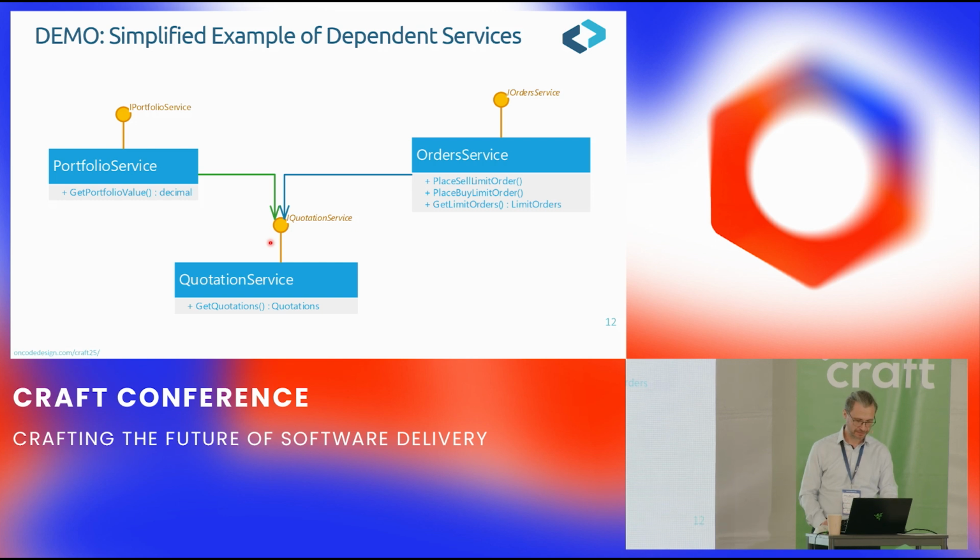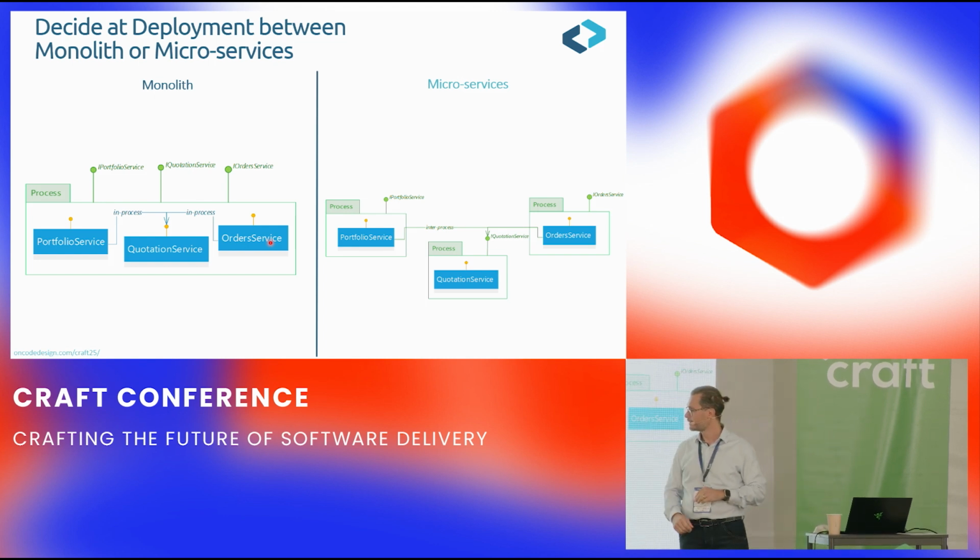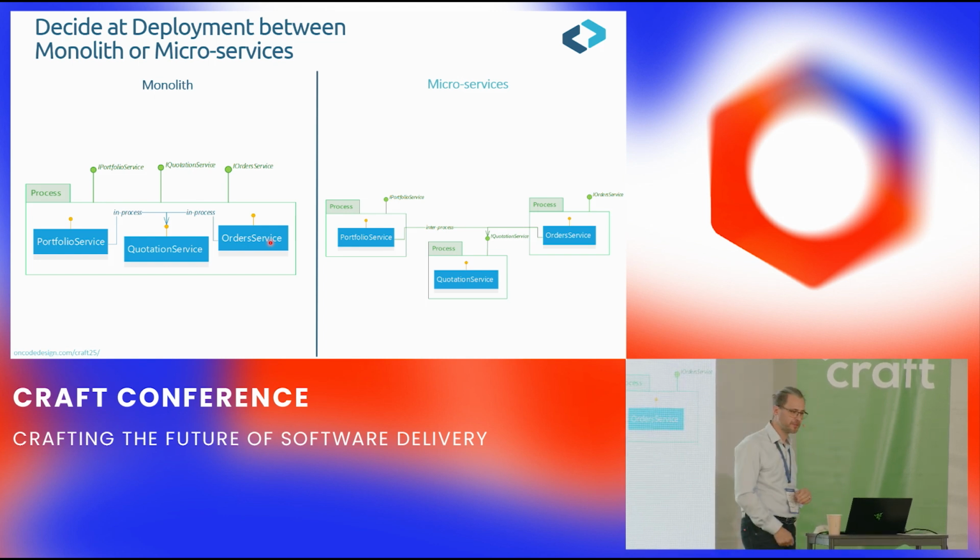And what I will do in the demo is to play with these deployment configurations. We have here on my right the monolith deployment. That's like a modular monolith. The services will communicate between them in process, but we can do another deployment configuration, which is like a microservices deployment where the services will communicate through REST calls.